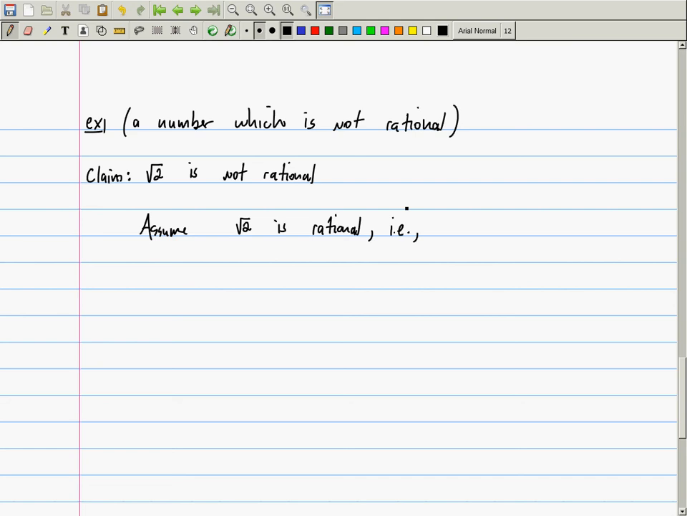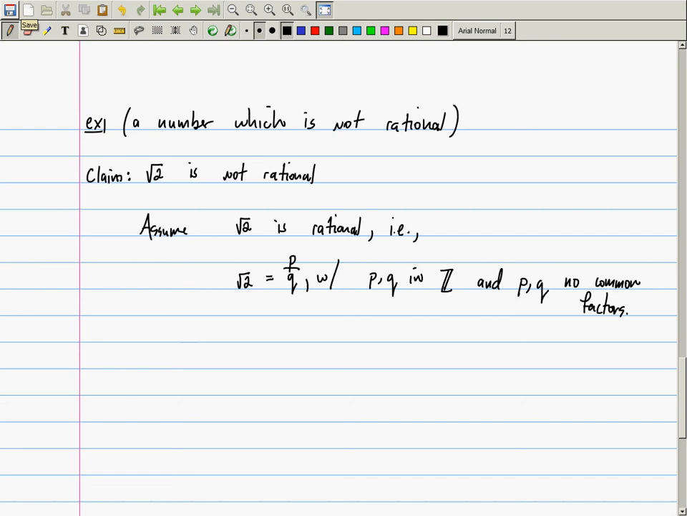i.e. that the square root of 2 is equal to p over q, with p and q in the integers, and p and q have no common factors. Okay, so what do I mean by no common factors? Yeah, it can't be simplified.